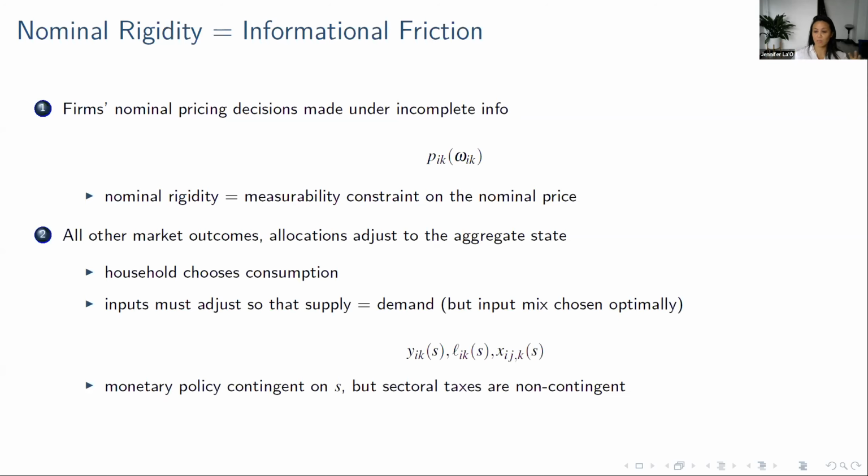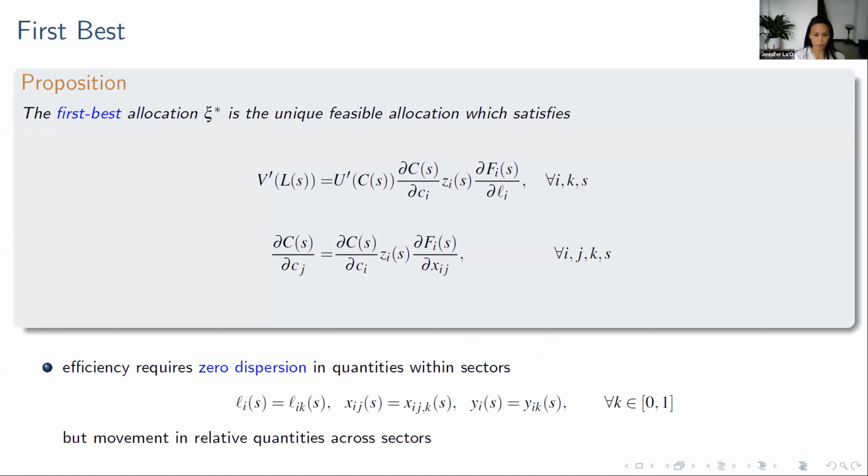So once all of those prices are set, then all other market outcomes and allocations adjust to the aggregate state. So you can think of this as like a two-stage game where the firms choose their prices. Once prices are set, everything becomes common knowledge and allocations adjust. And in particular, the household chooses its consumption, inputs must adjust so that supply is equal to demand, but the firms can choose their input mix optimally. And then monetary policy, we allow to be contingent on this aggregate state S, but the sectoral taxes are non-state contingent. Okay, so let me go straight to some of the results.